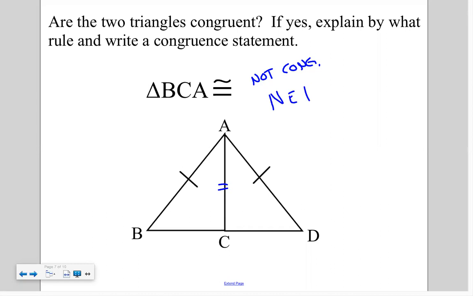There will be some of these that, and again, we give them to you guys to check your knowledge and make sure that you understand what you're doing. But some of these won't have enough information. And if you don't have enough information, then you can't do it, okay? Or at least you can't prove that they're congruent. They may be congruent, but we can't prove it.